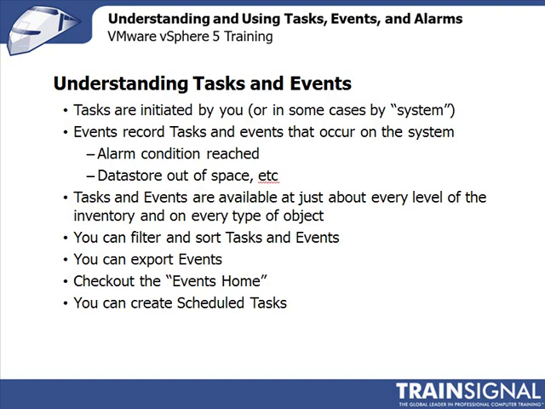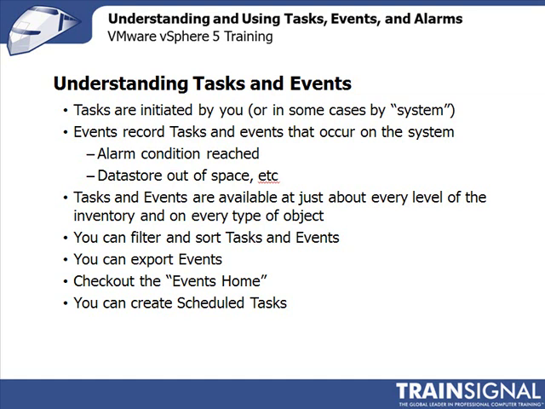So, understanding tasks and events. At any level of the inventory within your vSphere or your Virtual Center, there are always tasks and events. They exist at almost any level. The difference between tasks and events is that a task is exactly what it says. Anytime something happens, whether you are initiating that task or the system is initiating it, like a vMotion, for example, or you put something in maintenance mode, anytime there's any kind of a task happening, that gets registered under the tasks node within that object, and you're able to view it.